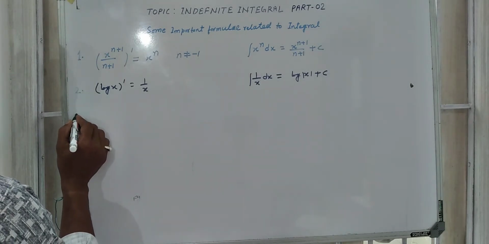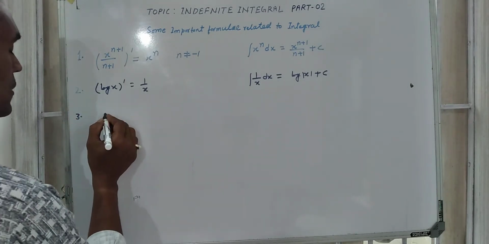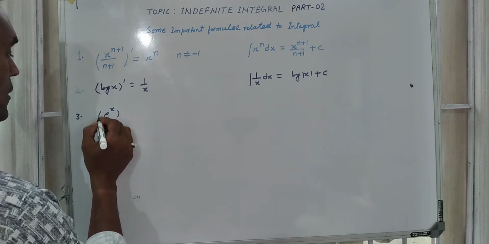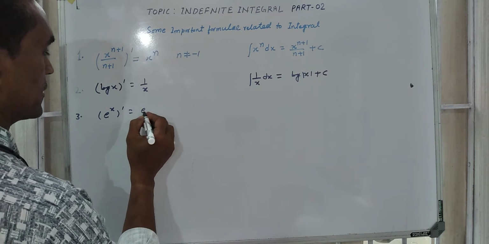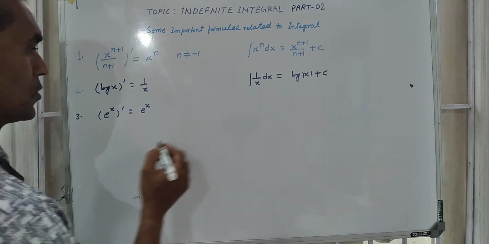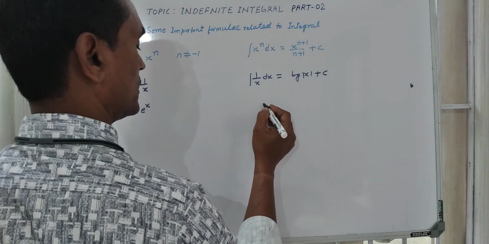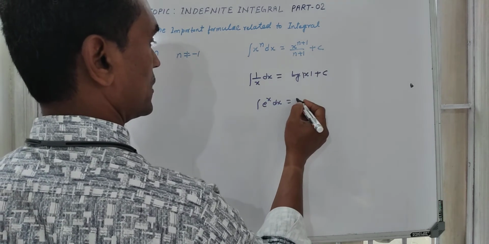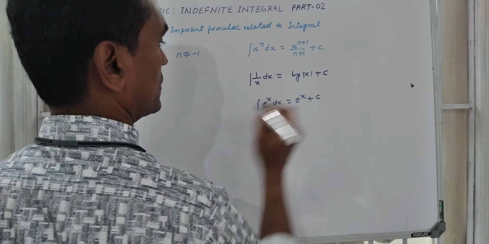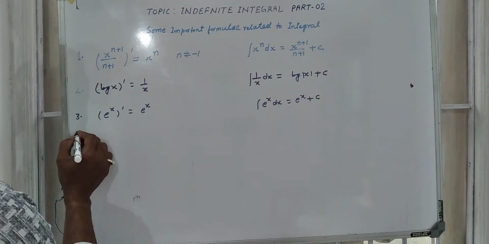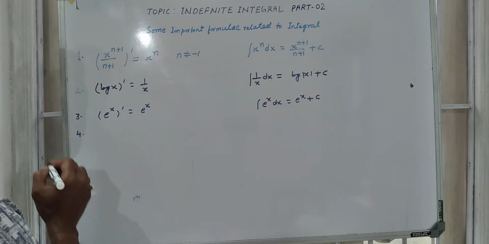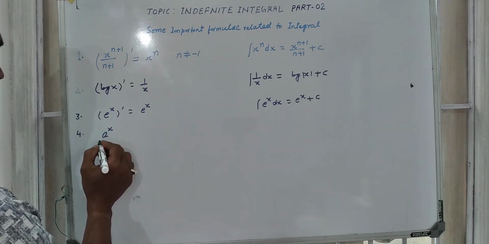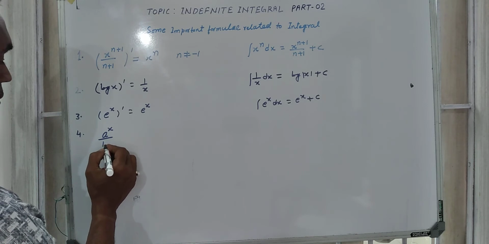So third formula, e to the power x. Derivative of this is the same, e to the power x. So integral of e to the power x is also the same, that is e to the power x plus some constant c. Now next formula, a to the power x by log a.